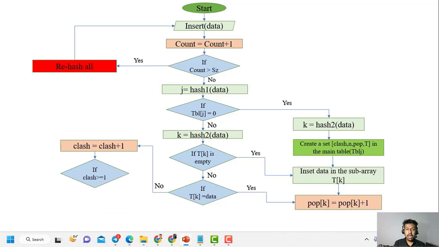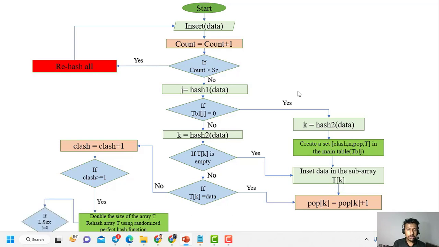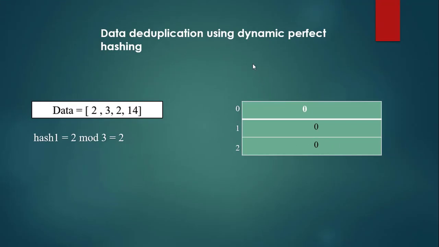If clash is greater than or equal to 1, we will double the size of the array t and rehash the array t using a randomized perfect hash function, and we will use a temporary list or array L to help. If any element remains in L, that means there is still a collision, so we will rehash the full function again.